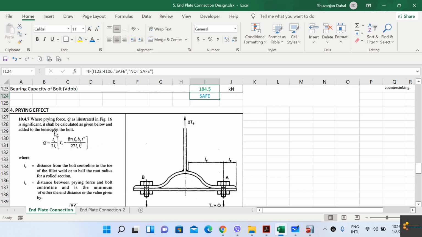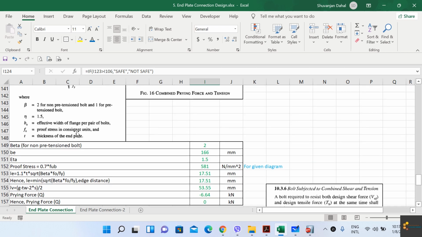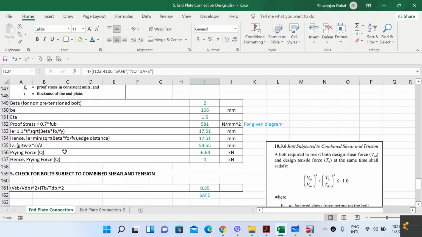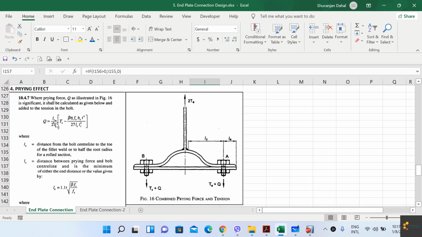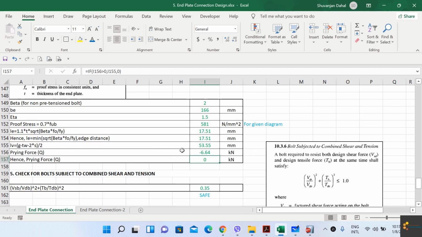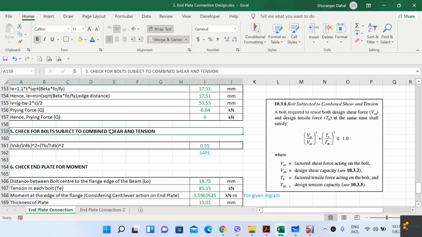So to check for a prying force, you can go to this clause here. 10.4.7 gives us the formula for the prying force here. So you look at this formula yourself and calculate the value of the prying force. Here what we have got is that the prying force value comes out to be negative, -6.64. So this means that the prying force is not present in our connection there. Because of the type of connection that we have used, the prying force is not present, or you can say that the prying force is negligible. So I have considered here that the prying force value, Q value, is zero here. So I'm not going through the steps here. Remember, you have to check for prying force in your connection also, but I'm not going into detail for this prying force. You just go to this code formula here and use the necessary values to obtain the magnitude of prying force. Instead, I will now directly go to check for bolt subject to combined shear and tension.